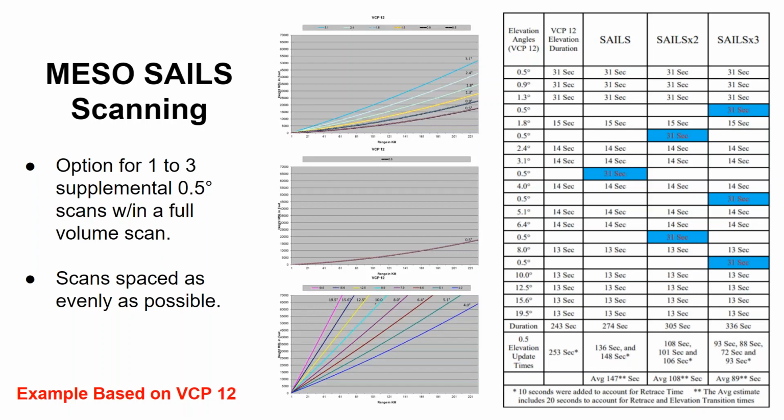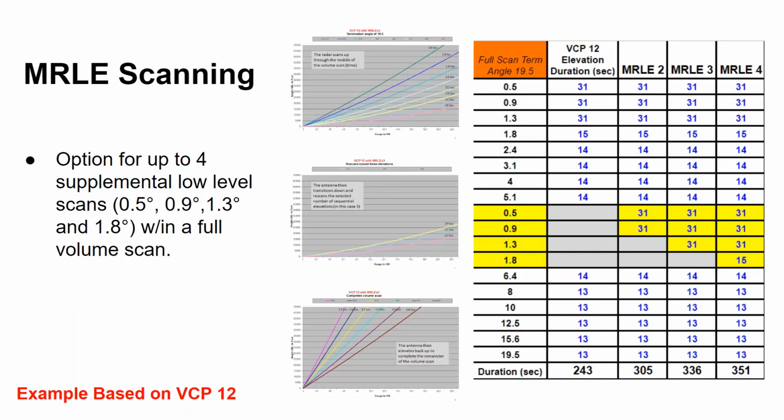Now what about MERL? Okay, let's take a look at MERL. So with MERL scanning, what's happening here is you are going to have the first, say, 7 or 8 cuts done. You get up to the 5.1 cut, and then you're going to come back down.